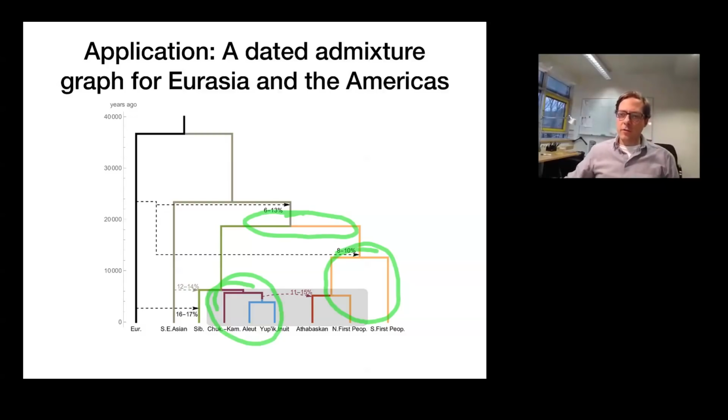Of course, of utmost interest are these admixture rates that we find. For example, we find a 10 to 15% gene flow between what we call Paleo-Eskimos here and Athabascans, which I will now go into more detail on.